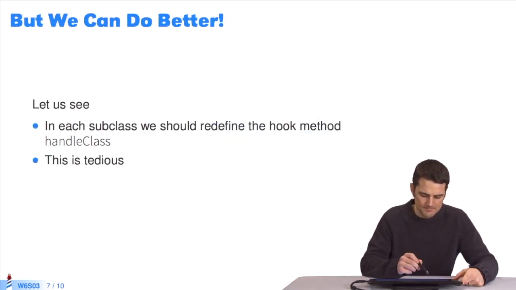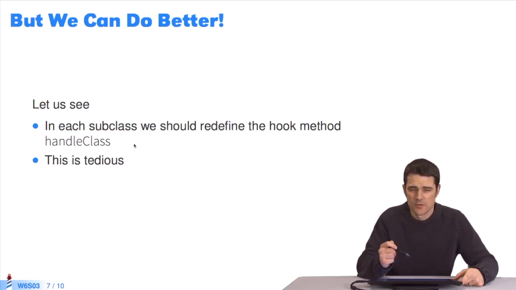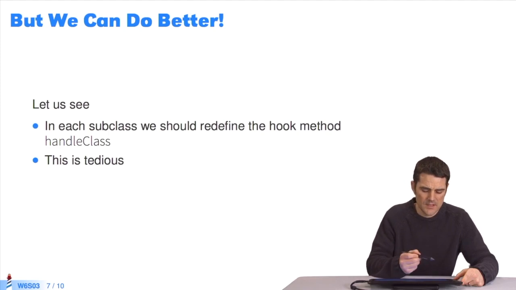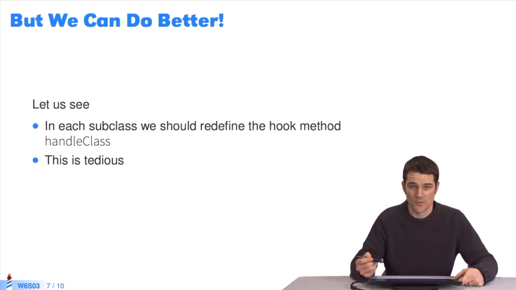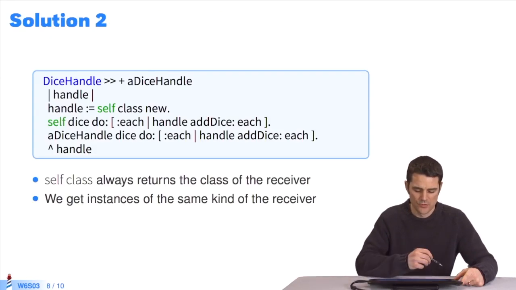The problem is that each time we add a subclass to dice handle, we must redefine the handle class method. If you don't, the plus method will never return the correct class instance. This is tedious. You must constantly redefine the method. There are better ways. Here's solution number 2.